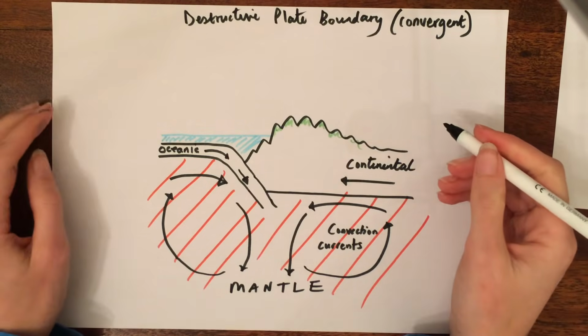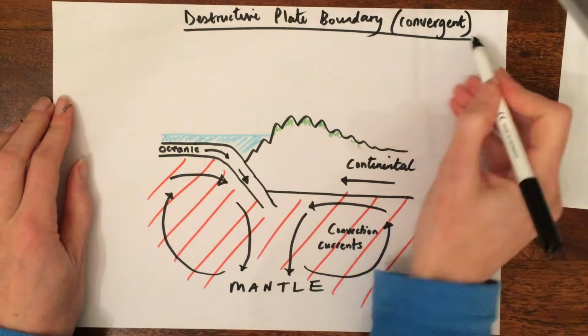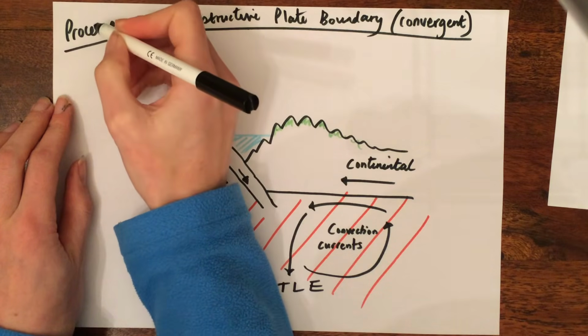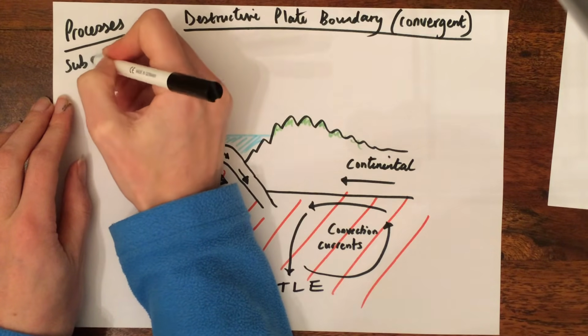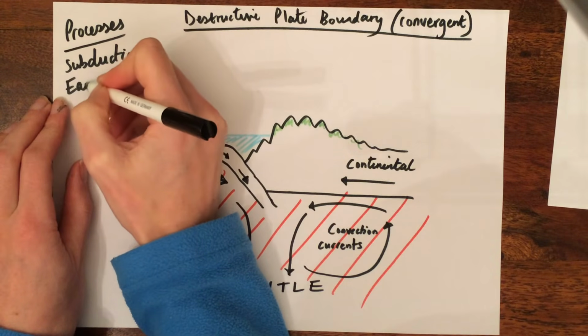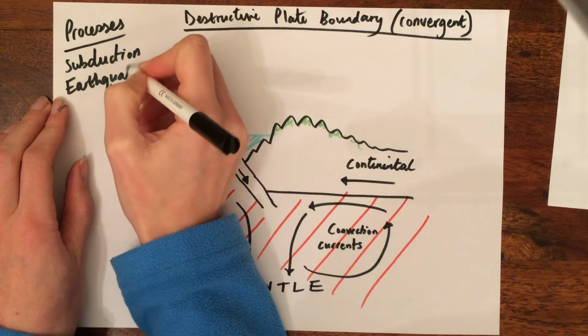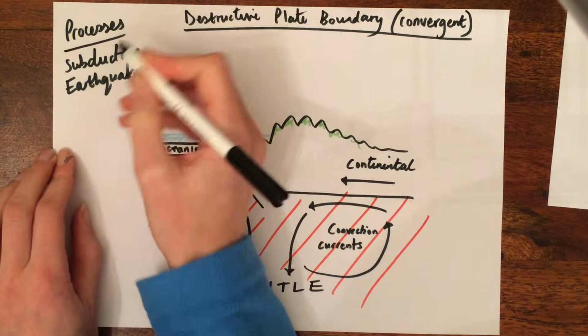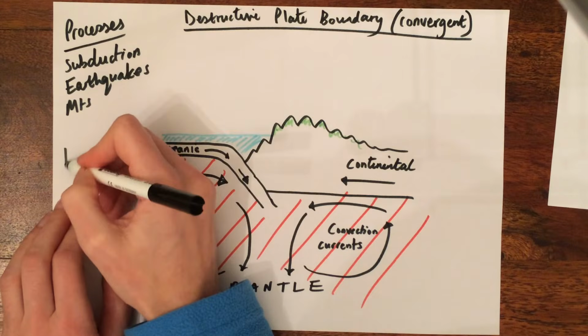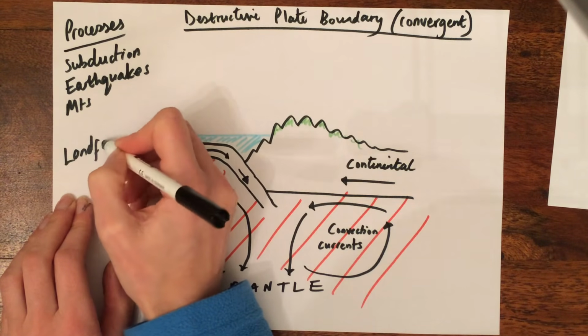Now there's a number of things happening in this diagram. We've got a number of processes happening. We're going to talk through those. We have a process of subduction. We have earthquakes that will form, or earthquakes that will occur. We've got mountains being built. And, so those are the processes, we have landforms.